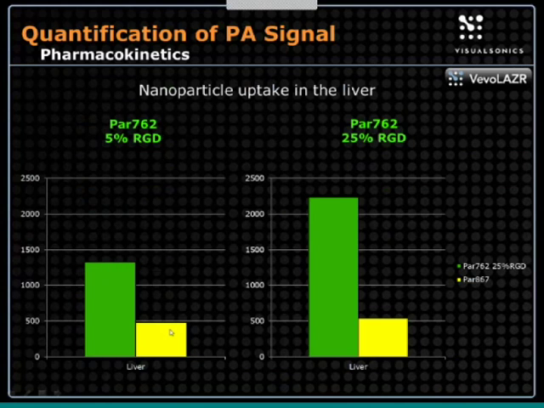In the 5% group, there's far more of the green particle in the liver than there is the yellow particle. But for the 25% one, the ratio is way different. So there's way, way, way more of the 25% RGD particles being soaked up by the liver than there are these yellow, the PAR 867 negative control particles. And then we can say, and I think with a reasonable amount of confidence, although this hasn't been fully validated, that, well, we've got 25% of that surface of that particle essentially has an RGD peptide on it.